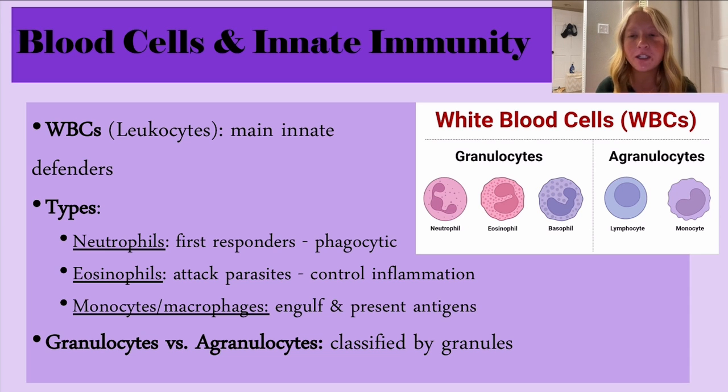White blood cells can fall into two categories, granulocytes or agranulocytes. Granulocytes contain visible granules, whereas agranulocytes don't. These cells will circulate through the blood and tissues and basically form the first wave of defense before the adaptive immune system activates.